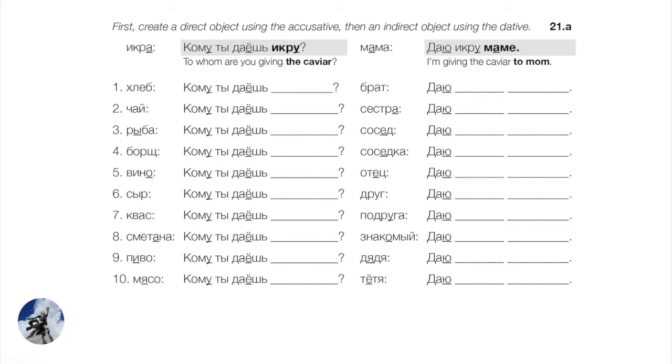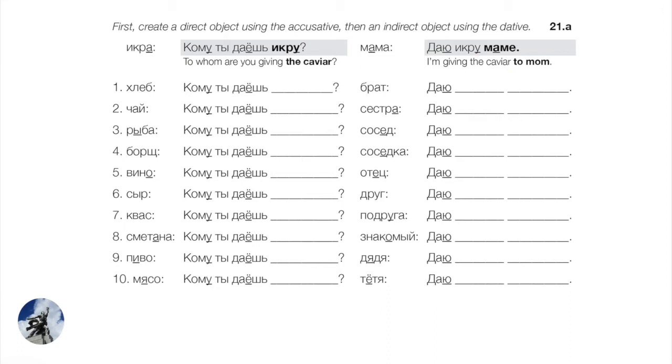Number 4, борщ. To whom are you giving the beet soup? Кому ты даёшь борщ? I'm giving borscht to my female neighbor. Даю борщ соседке. Feminine in е. Number 5, to whom are you giving the wine? Кому ты даёшь вино? I'm giving wine to my father. Даю вино отцу. Отцу. Remember the mobile vowel there. That е is a mobile vowel, so it drops out when we add an ending.